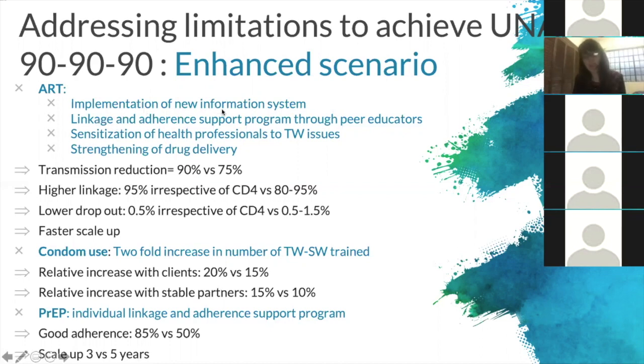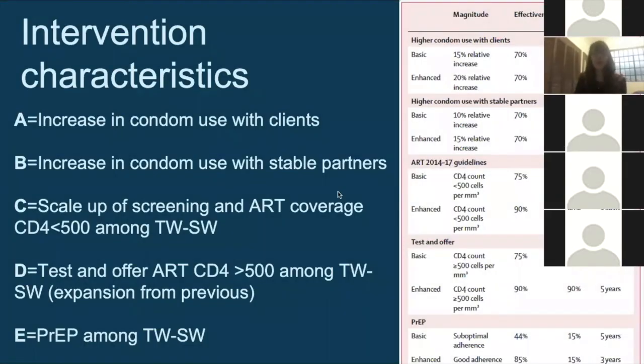So implementing a new information system, linkage and adherence support programs through peer educators, sensitization of healthcare professionals, strengthening of drug delivery, etc. Same for condom use and for PrEP. I'm not going to go into detail because I see that my time is running. And so this led us to having these two scenarios for each of the interventions.